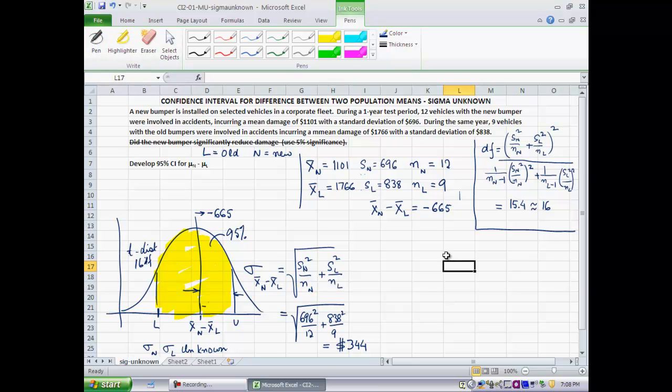In this segment, we'll develop a confidence interval for the difference between two population means when the population standard deviations are unknown. So sigmas are unknown for the two populations. The problem setting we have is the following.